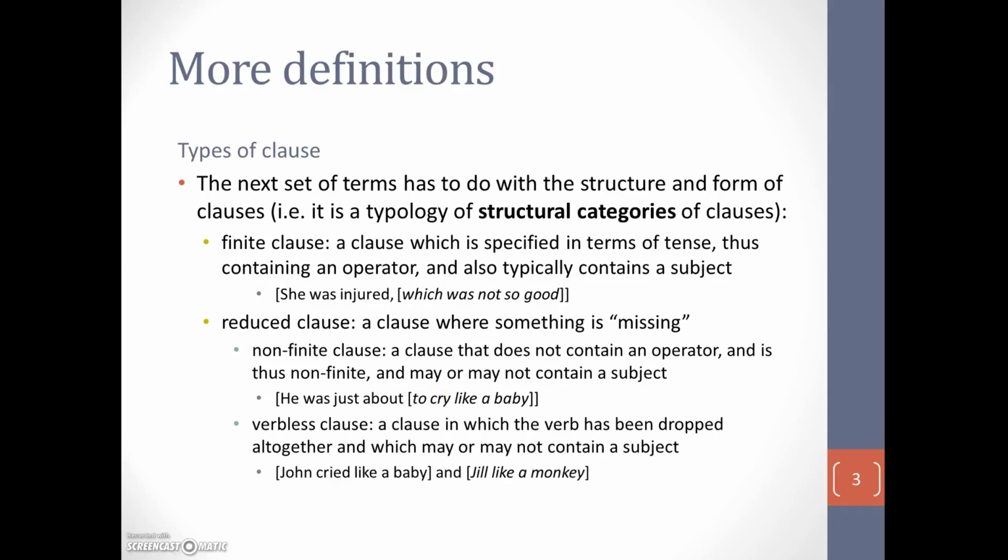We also have verbless clauses. They're also a type of reduced clause. Basically, here the verb is missing altogether. Again, they may or may not contain a subject. So if we say "John cried like a baby, and Jill like a monkey," we can see that we have the coordinator there. We know that it's "Jill cried like a monkey," right? We know that that's meant to be there in the middle, but it's been dropped. We can see here that Jill is obviously the subject, so this sentence has a subject.